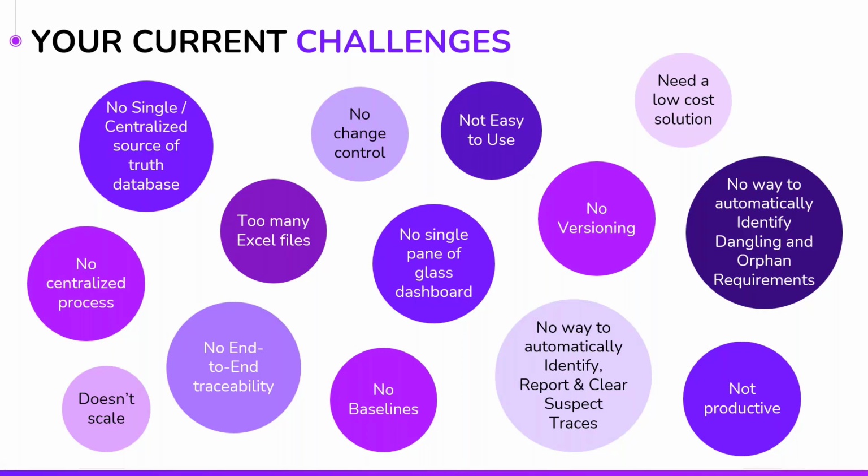Again, not easy to use, right? There's no single pane of glass dashboard that you can report on that says, how is this release progressing? How is this feature being implemented? Are there any dangling orphan requirements? You don't have a way to automatically identify suspect requirements. Obviously, baselining is hard. You don't have a way to version requirements.